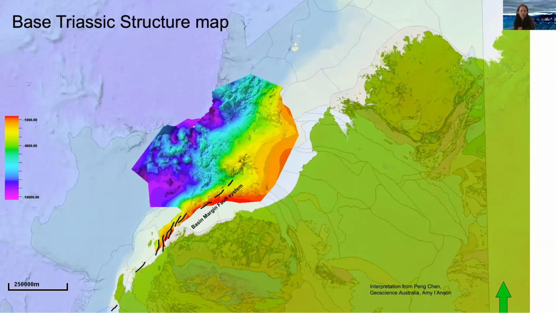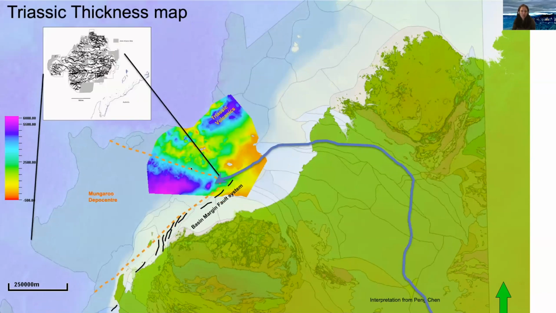Chris has been working on these great maps through time using extensive seismic data. And as you can see, this is a map of the base of the Triassic, and it shows the structure. So the Permian marginal fault system is very clear, and it clearly marks the edge of this Triassic depocenter.